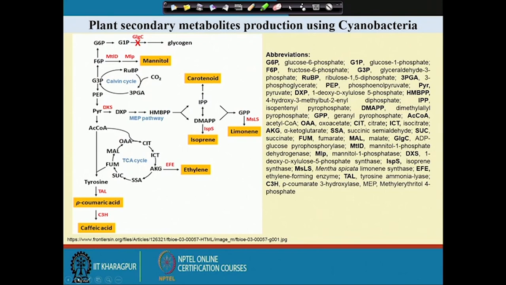You can see several important metabolites are produced, such as caffeine. This is used as a stimulant and is largely available in tea or coffee. Then it produces ethylene also. This is used in the ripening process. Then limonene and mannitol are other products that form in the plant system.